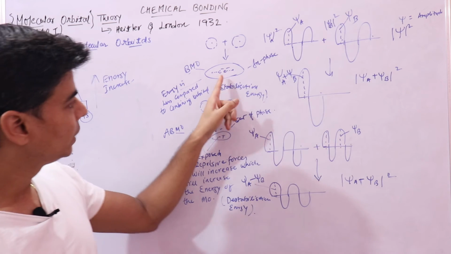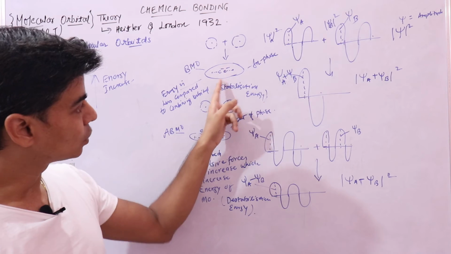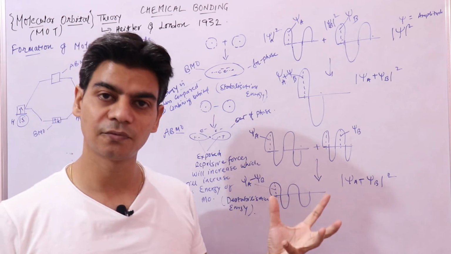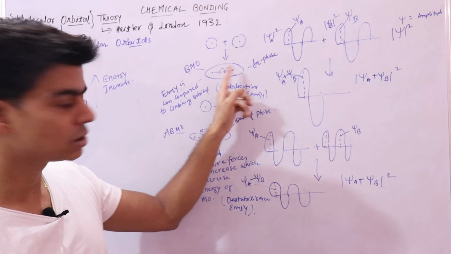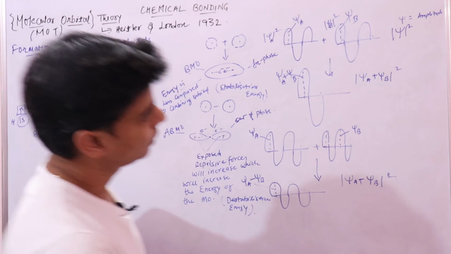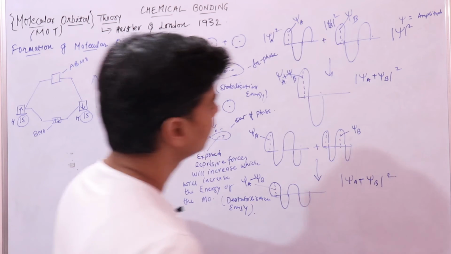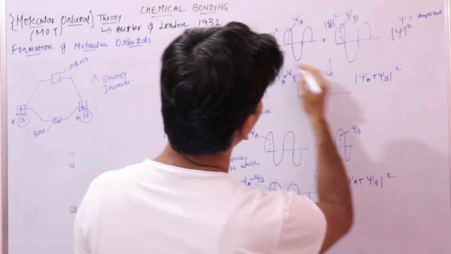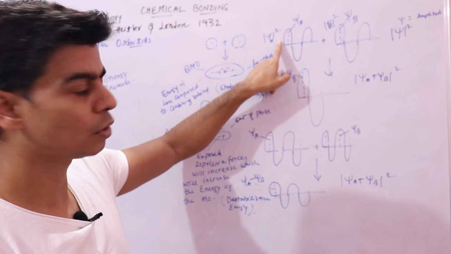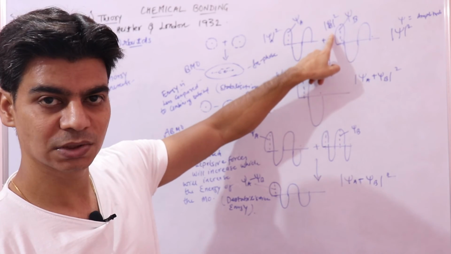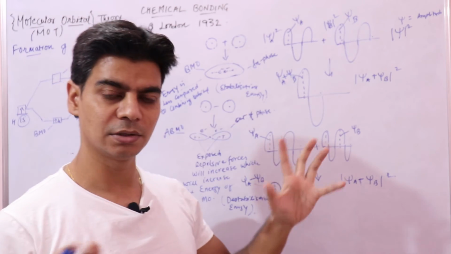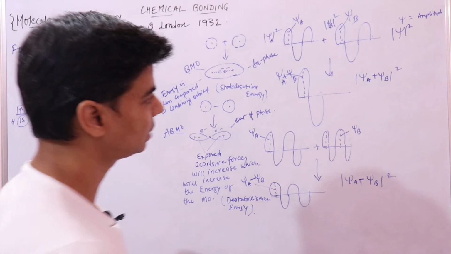Or we also say that these electrons act as a shield between the nuclei, which will prevent the repulsive forces between these positively charged nuclei, and hence leads to stability or lowering of energy. Let's solve this. We know that the probability of finding the electron in this orbital is psi a square, here psi b square. So the probability of finding the electron in this bigger orbital should be higher. Now let's prove this mathematically.